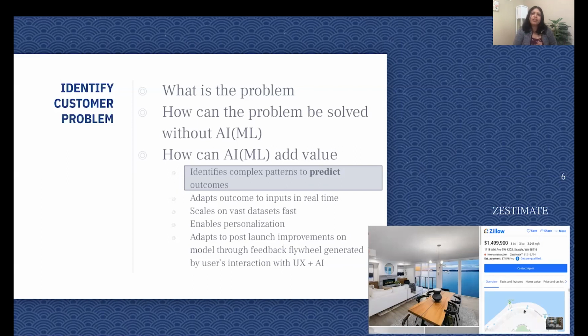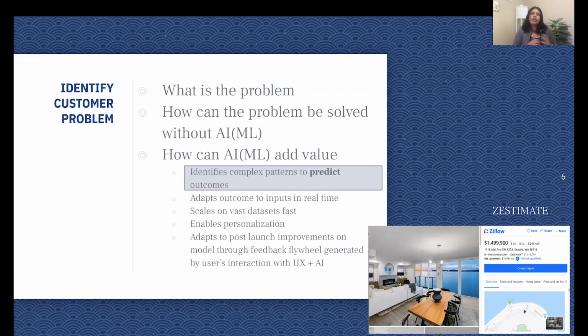Similarly, what it meant for the user was that they now also understand why a certain house is priced in a certain way via Z-estimate. And it gives them a good comparison tool when they are talking to their agents.